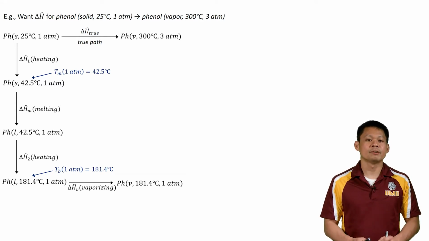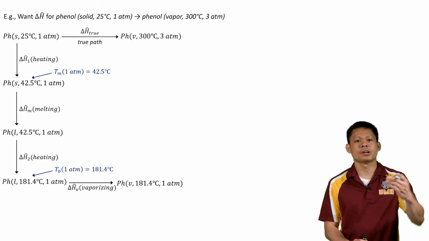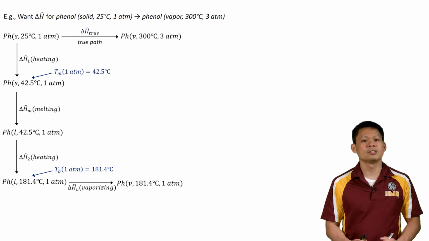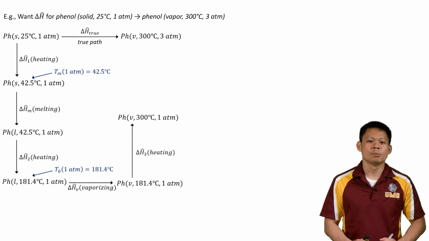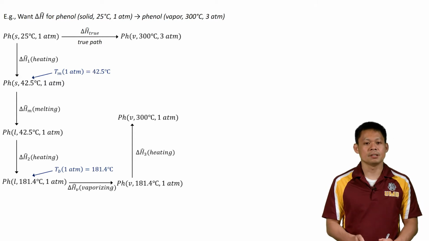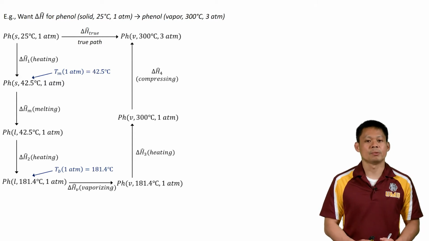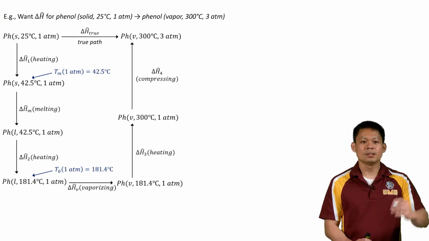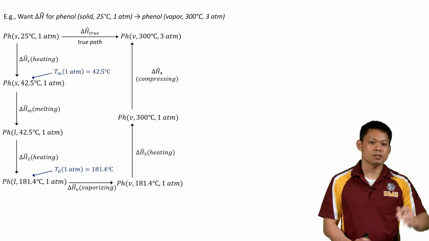Now we are almost home free. We have 2 more steps to go. We need to bring it up to 300 degrees C and 3 atmospheres. So let's do it in 2 separate steps. We're going to heat it up again to 300 degrees C and then compress it by increasing the pressure to 3 atmospheres. So in this way, we are going to learn different methods of calculating each of these steps.